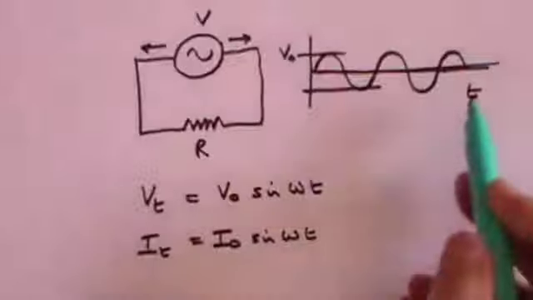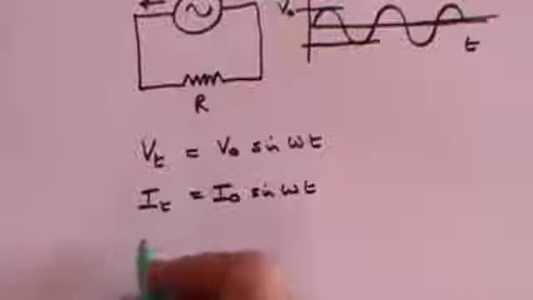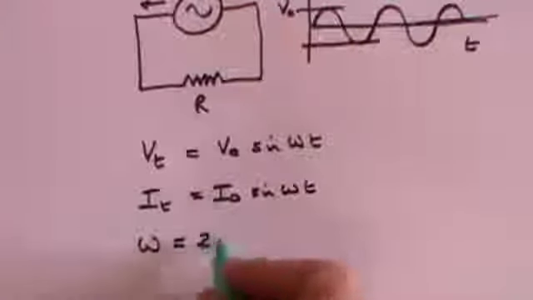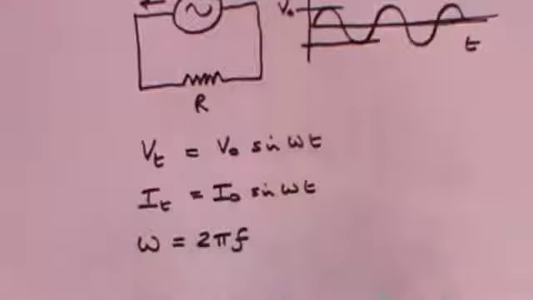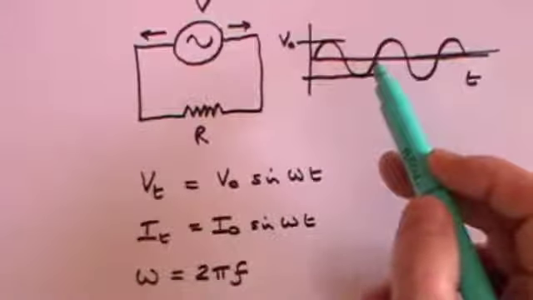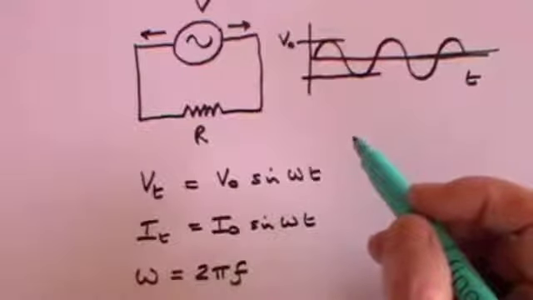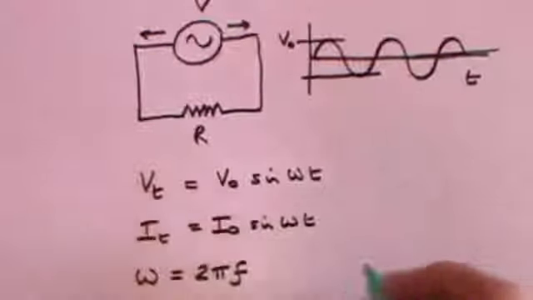What's this omega? t is just time. But what's this omega? Well, omega is a fairly standard definition. It's 2 pi times the frequency. And the frequency is the number of full waves per second. And as I told you, in the UK that's 50 times per second. So the frequency would be 50 in the UK.